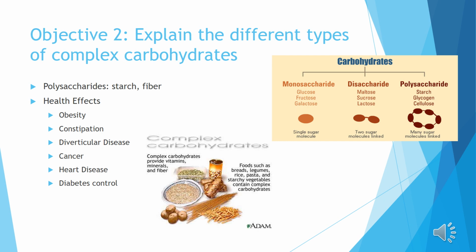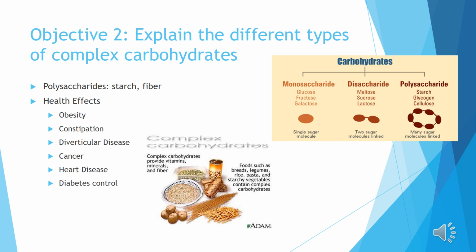Objective 2 moves us on to complex carbohydrates. So we're going to explain the different types of complex carbohydrates. You remember with the simple carbohydrates, we were talking about the monosaccharides and the disaccharides. When we talk about the complex carbohydrates, we're talking about the polysaccharides. Poly meaning many, saccharide meaning sugar. So we're looking at many sugar molecules linked together. Examples are starch, glycogen, and cellulose, which might also be known as fiber. So for this chapter, we're going to look at starch and fiber.